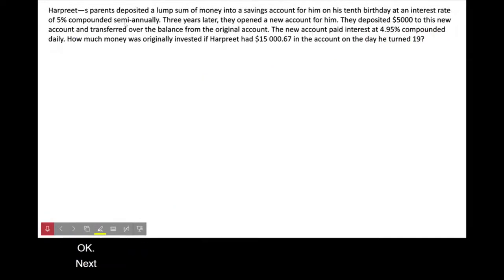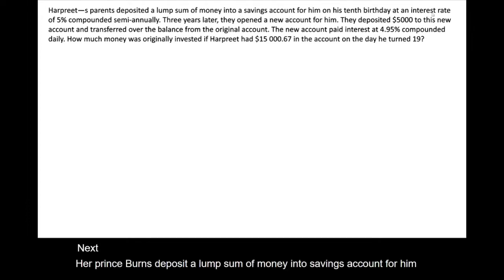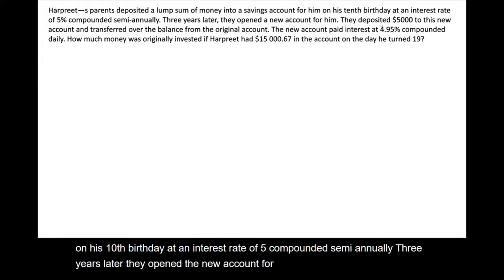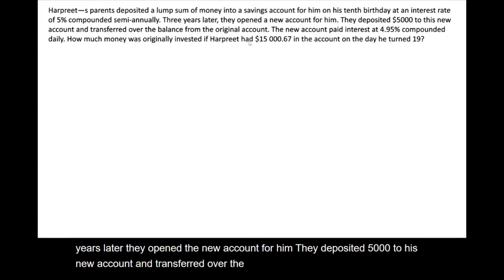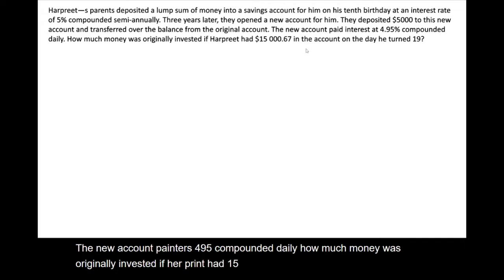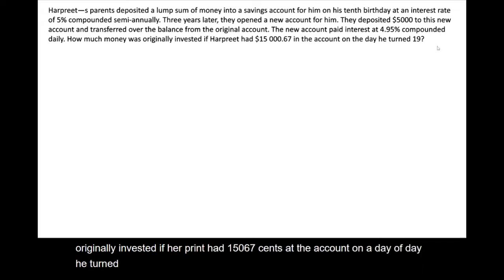Next. Harpreet's parents deposited a lump sum of money into a savings account for him on his 10th birthday at an interest rate of 5% compounded semi-annually. 3 years later, they opened a new account for him. They deposited 5,000 to his new account and transferred over the balance from the original account. The new account paid interest of 4.95% compounded daily. How much money was originally invested if Harpreet had $15,067 on the day he turned 19?